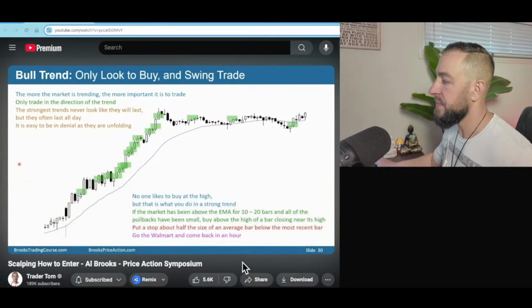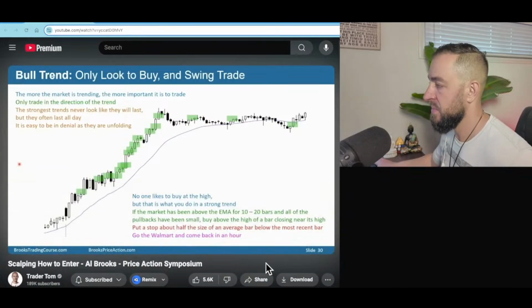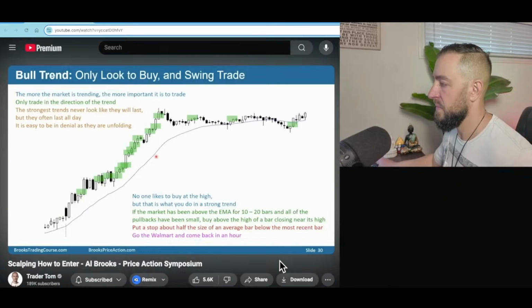No one likes to buy at the high. Everybody wants smaller risk. But when the market's in a trend, that's what you have to do. All you have to do is do it one time. Take any one of these buys and then put a stop down here and just hold. If you find yourself being tempted to exit all the time, as I said, go to Walmart, put a stop in and come back in a couple of hours.